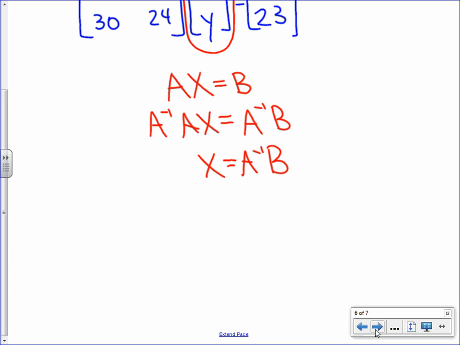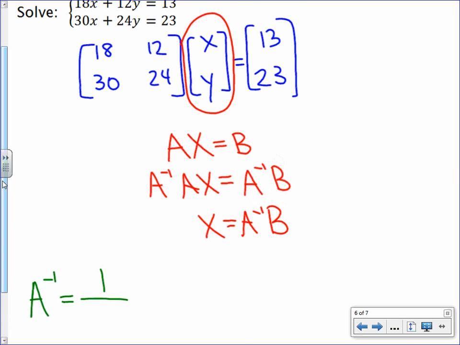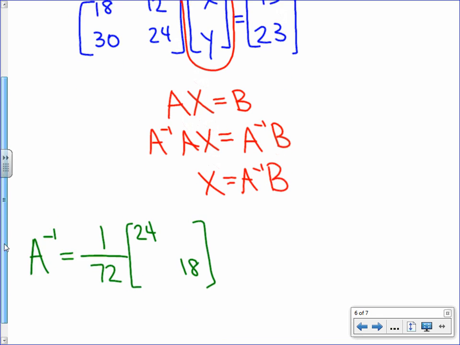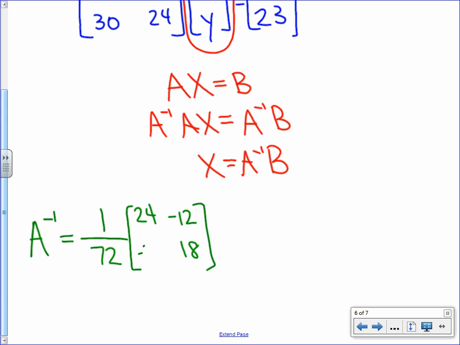So, what is A inverse? I'm going to need your help here. 1 over cross minus cross, 432... 72. 72 is what Kyler is telling me. 1 over 72. And then we're going to switch 18 and 24. Okay. And we are going to negate 12 and 30.